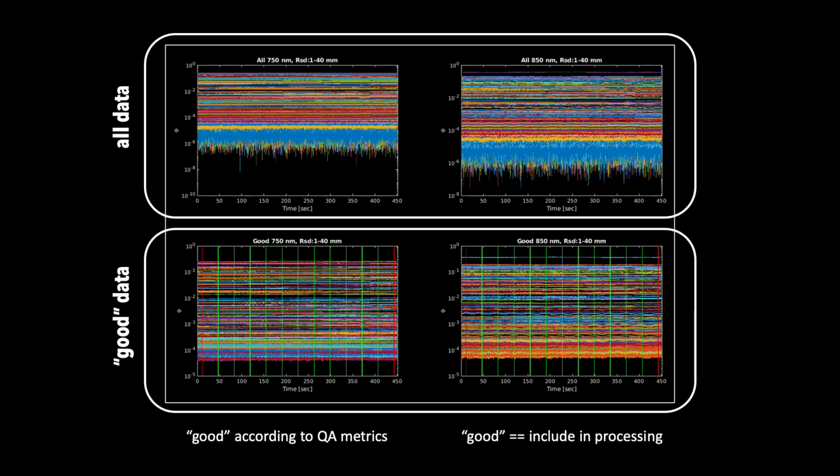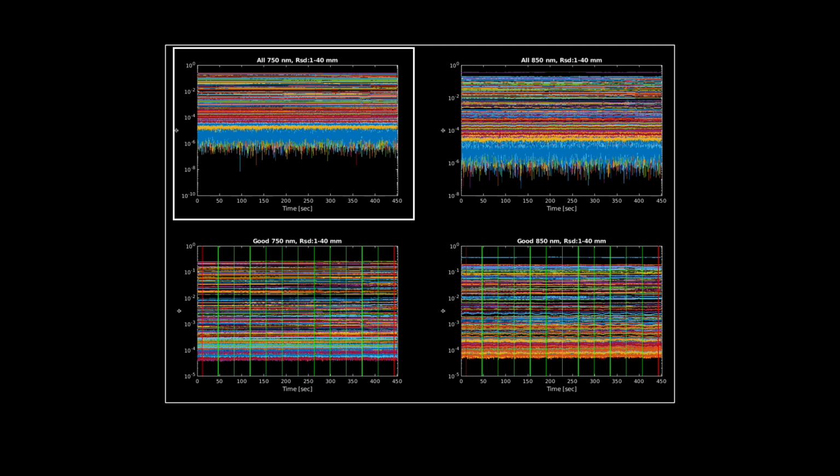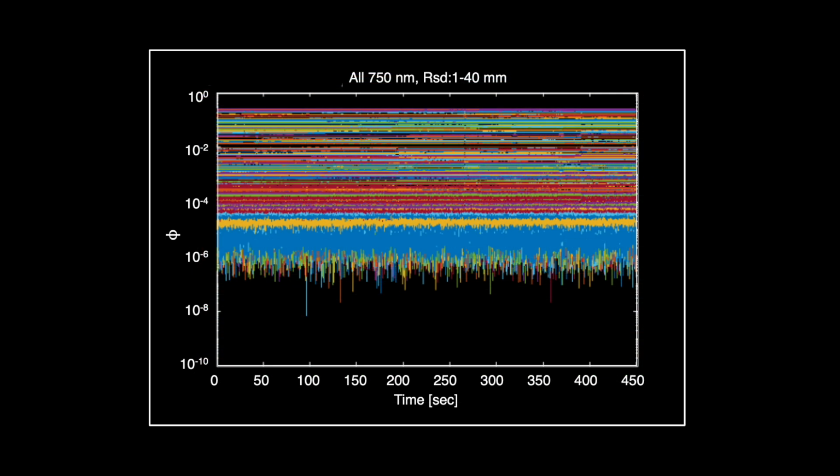We will revisit the plots of good data after describing how the QA metrics are defined. The upper left panel is enlarged in the next slide in order to call attention to some notable features of these plots. The x-axis is time, or more accurately frame number, given the sampled nature of array data. The y-axis is light intensity, or more accurately fluence rate. Note the scale is logarithmic.